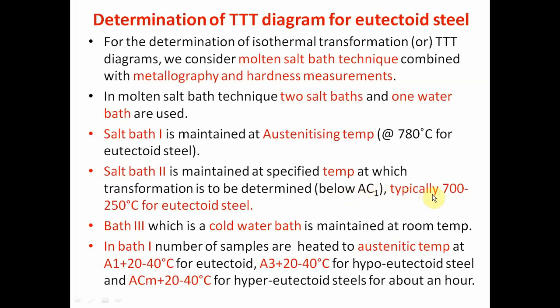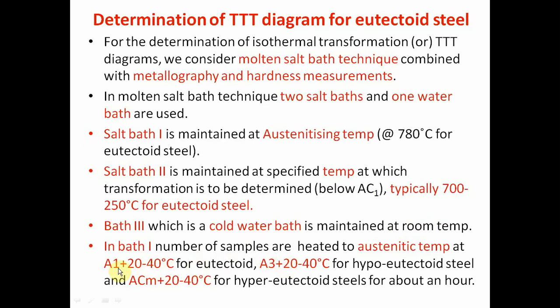For example, we are going to hold the specimens at a temperature interval of 700 to 250 degrees Celsius in case of a eutectoid steel, that is a 0.8% carbon steel. Then bath 3, which is a cold bath furnace maintained at room temperature, is used for water quenching. So in bath 1, a number of samples are heated. Normally 50 to 100 specimens are heated for the complete austenitic structure to form.